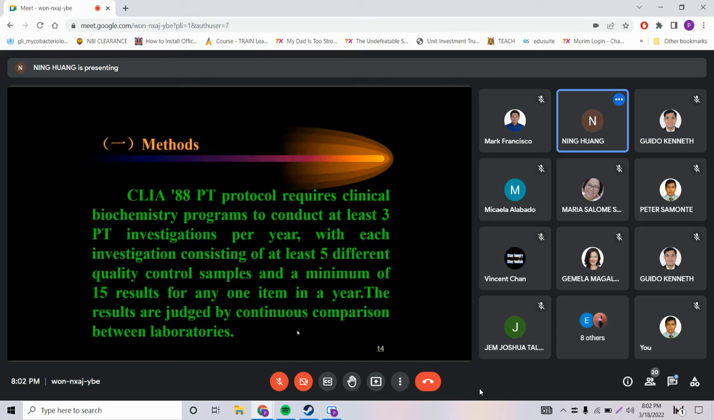Firstly, methods. CLIA 88 PT protocols require clinical biochemistry programs to conduct at least 3 PT investigations per year, with each investigation consisting of at least 5 different quality control samples and a minimum of 15 results for any one item in a year. The results are judged by continuous comparison between laboratories.